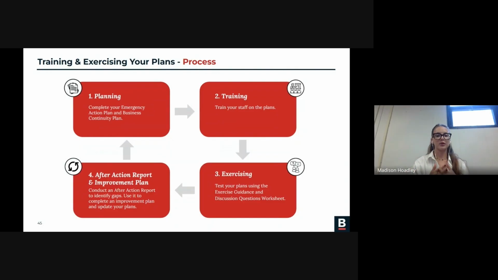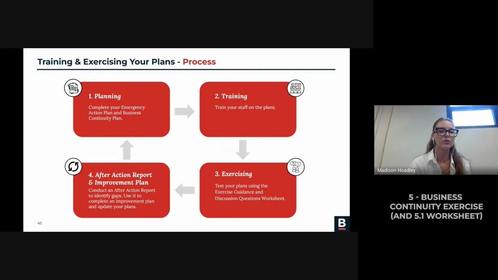So first we have planning. You want to complete your emergency action plan and your business continuity plan. This is what we've done thus far up until right now in this training. Your second step is going to be training. You want to train your staff on the plans and make sure that you're running through them and finding those gaps. Then you're going to test your plans using the exercise guidance and discussion questions worksheet.